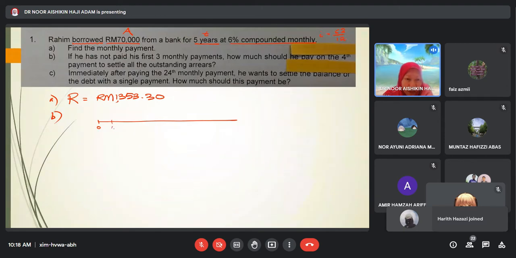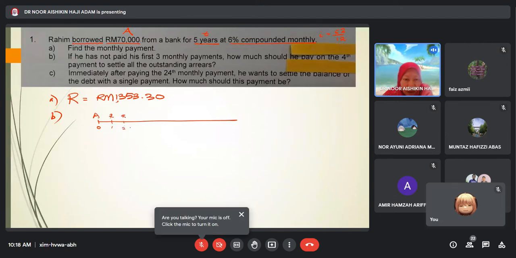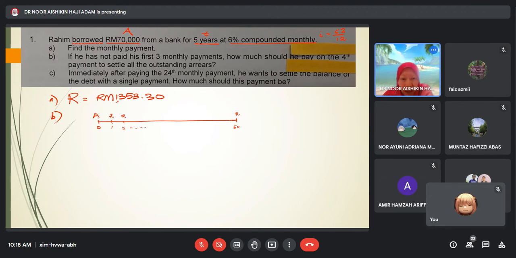Sepatutnya at the end of every month, kat sini dia pinjam 70k, 70,000 tu yang A tu. So at the end of the month, dia bayar R ringgit. 1353.30 every month. At the end of the second month, bayar lagi R ringgit. Sepatutnya lah kan. Sampailah 60 months. Sebab 5 years, 5 times 12 is 60. A final payment of R ringgit. And all these payments are made to settle off the loan amount of 70,000 ringgit tadi tu.